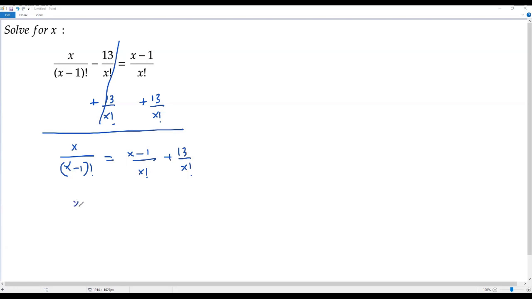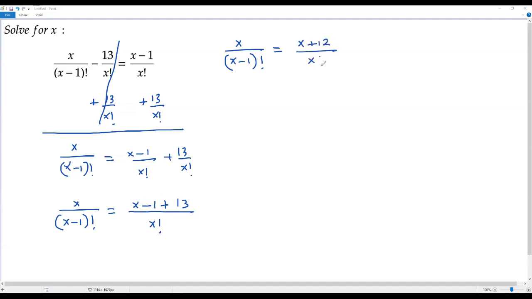Okay, now let me write the left side as it is: x over (x negative 1) factorial equals, on the right side, we have the same denominator, x factorial. When we have two fractions with the same denominator, we can take the denominator once and add the numerators, that is x negative 1 positive 13. Combining negative 1 and positive 13, I'm getting x positive 12 over x factorial.